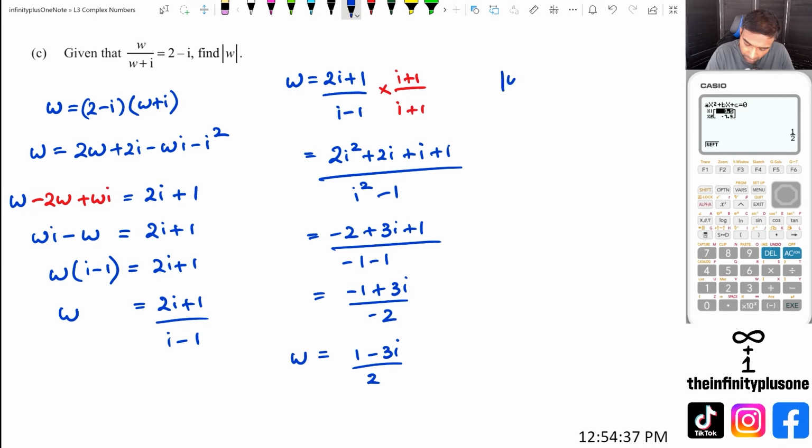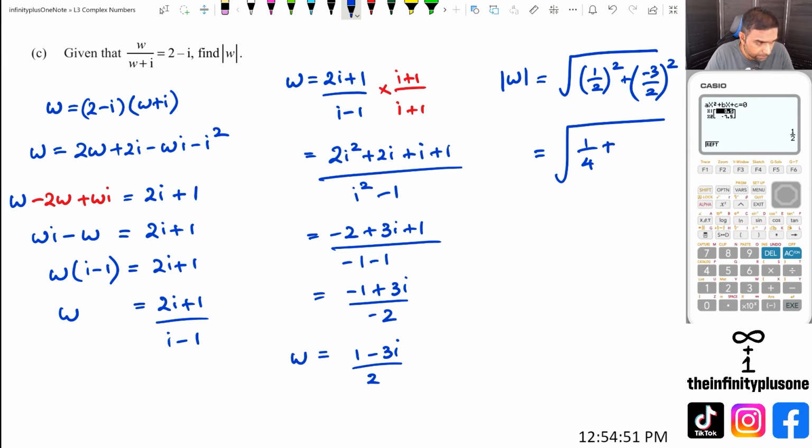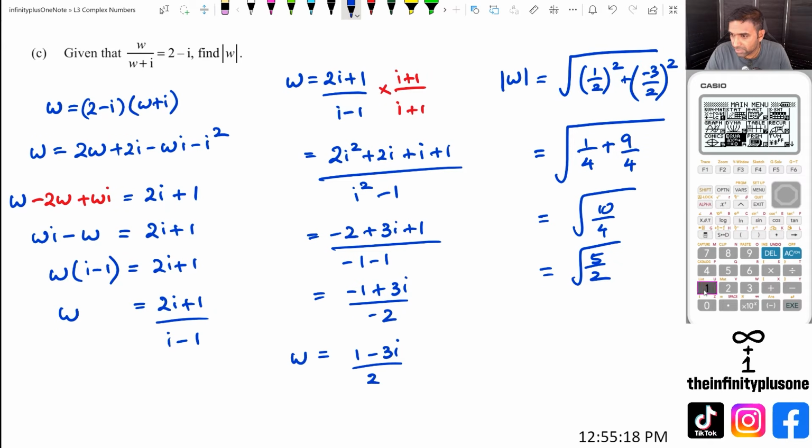For the modulus of w, that's going to be the square root of the real part, which is a half squared, plus the imaginary part, which is negative 3 over 2 squared. So I'm going to end up with 1 over 4 plus 9 over 4. And that's going to give me the square root of 10 over 4, or square root of 5 over 2. And you can actually leave your answer like that, I think. They've given it in 4 decimal places. I mean, square root of 5 over 2, we can just put that in the calculator just to be on the safe side. We're going to get 1.581.